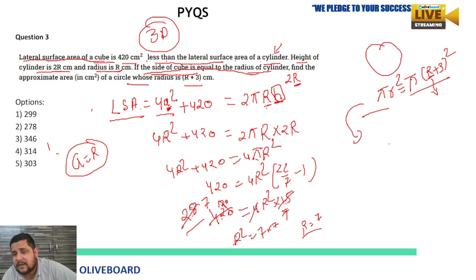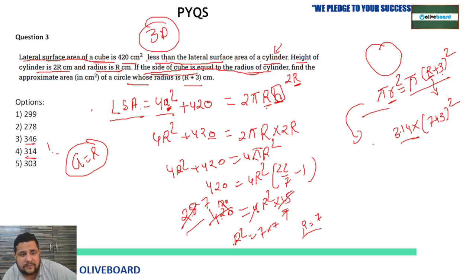Now we have the capital R value here, so we can easily find it out. Now see the options: 299, 278, 346, 314, 303. So the value of pi is how much? If you see r, r plus 3, so 7 plus 3 means 10 squared. Multiply by what? 3.14. Because you can see the values given here are 314, 346 like that.